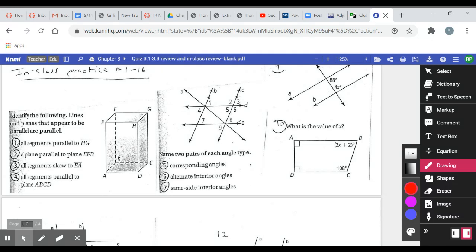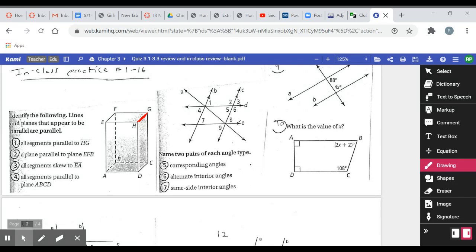So on number 1, it says all segments parallel to segment HG. And if I look here for HG, it is right here. And remember what parallel means. Parallel lines are lines that do not intersect each other and never will intersect even if you extend them out, but they are in the same plane. So they're facing the same direction and they're in the same plane. A sheet of paper or a saw blade is like a plane. I could fit all of both of those lines within it, slicing through with a saw blade or a sheet of paper.